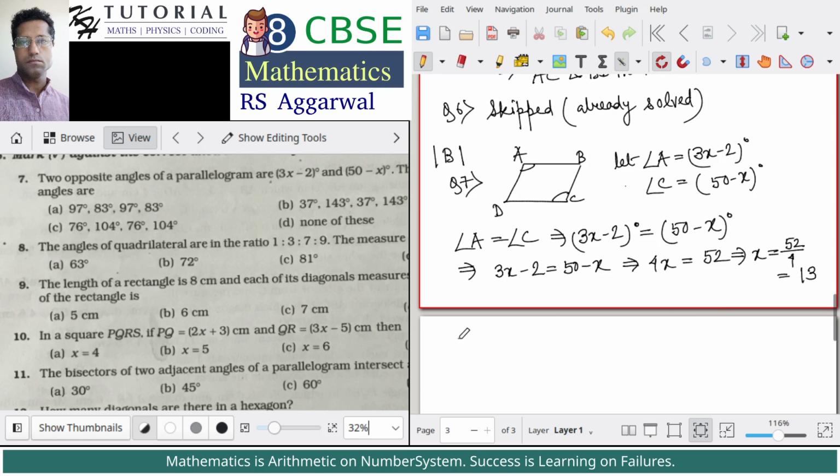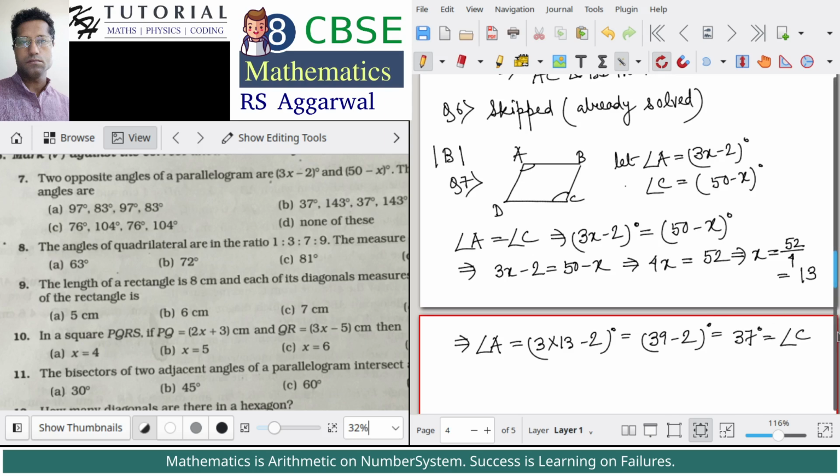X is 13. So this implies angle A is equal to 3 into 13 minus 2 degree. This is 39 minus 2 degree. This is 37 degree. So angle A and angle C are equal. So this will be equal to 37 degree. Angle A and angle C are 37 degree.